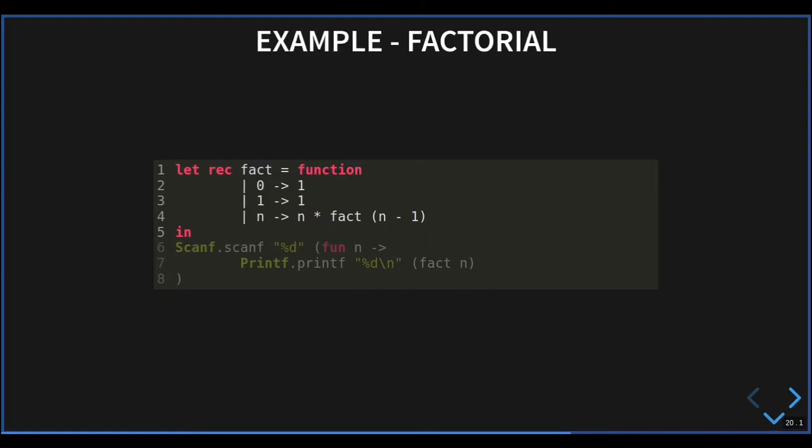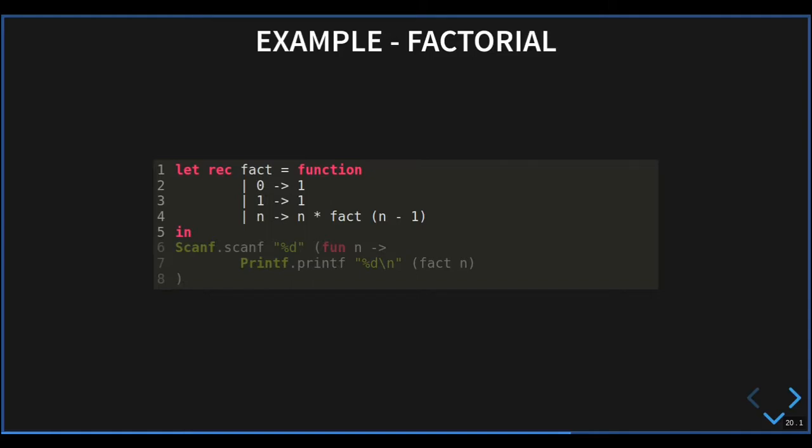So here we have an example of the factorial function using pattern matching, but this is pretty inefficient because it doesn't use the tail call optimization, because after calling itself we have to multiply the result of this function with this n.